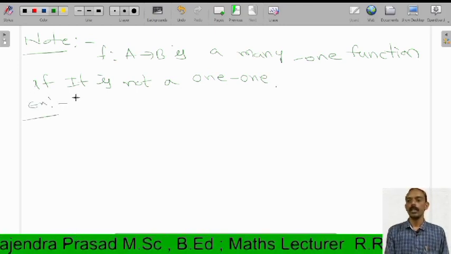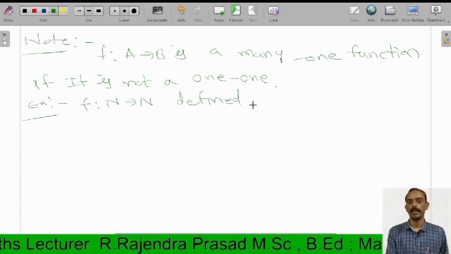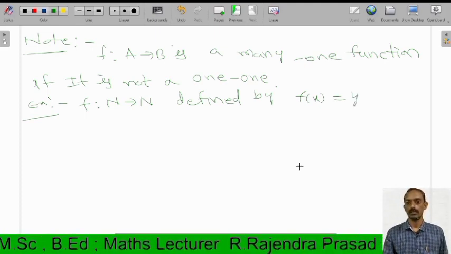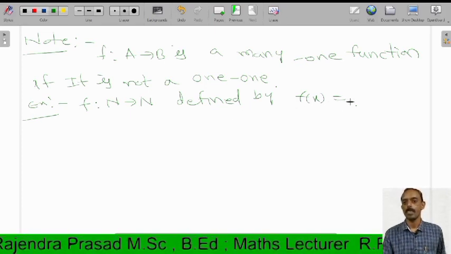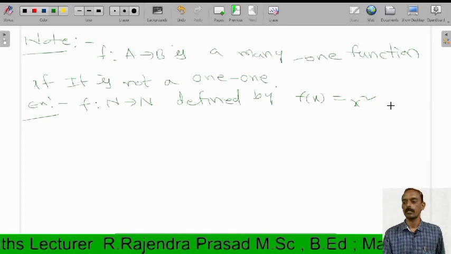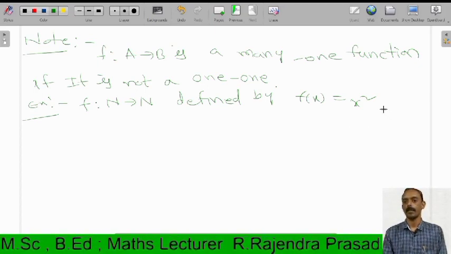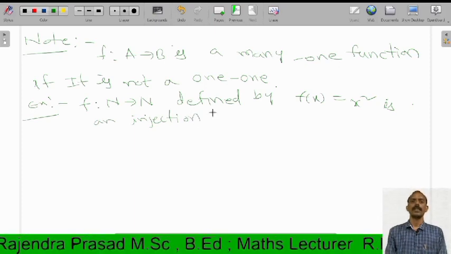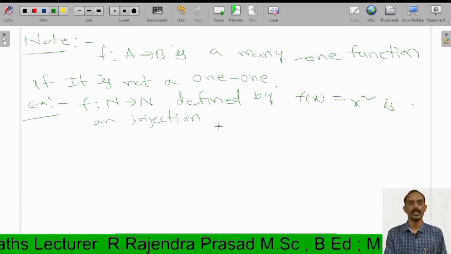For example, f: N tends to N defined by f of x equal to x square is an injection. Here different elements have different images, so f becomes an injection or one-one function.